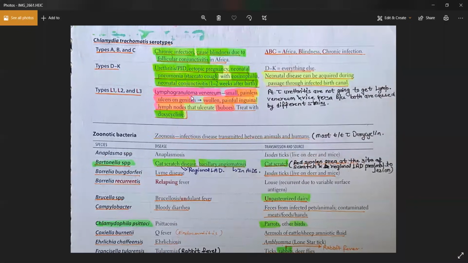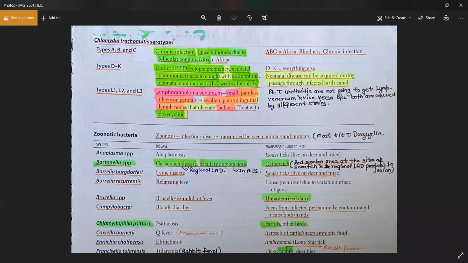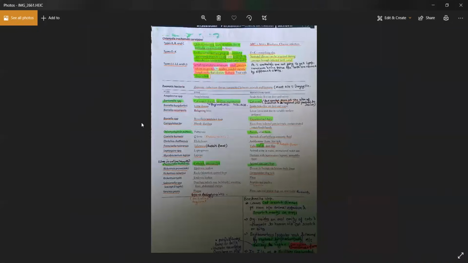Okay. So either you can be infected with one of these serotypes, either these D to K strains, or might be the L1, L2, L3 strains. Okay. So depending on what infection they are causing, you can identify the strains also.